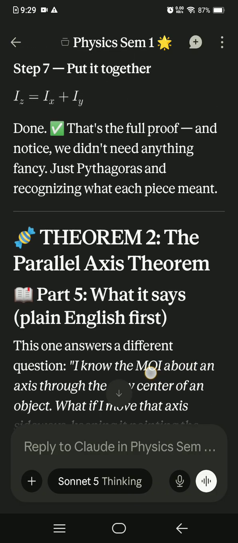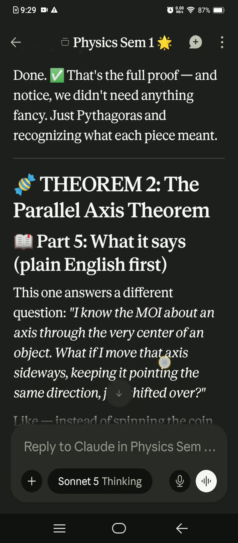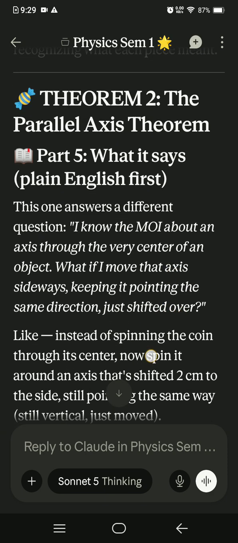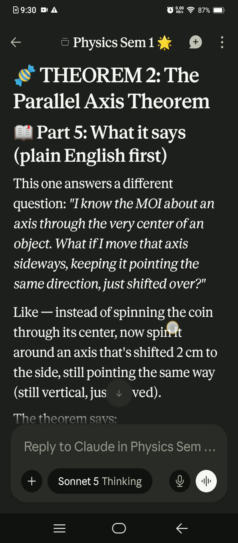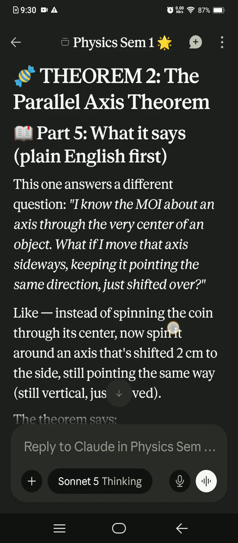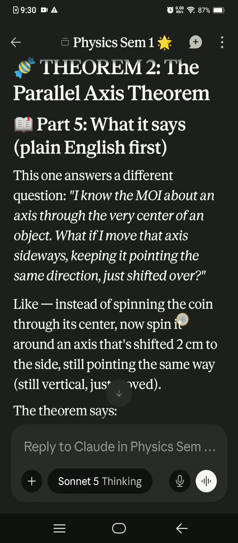So theorem 2, the parallel axis theorem, what it says, plain English first. This one answers a different question. I know the MOI about an axis through the very center of an object. What if I move that axis sideways, keeping it pointing the same direction, just shift it over?